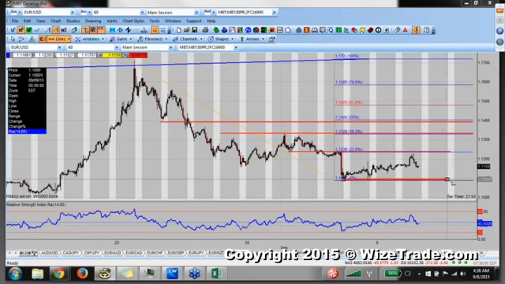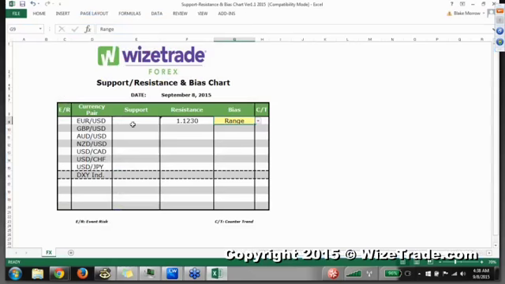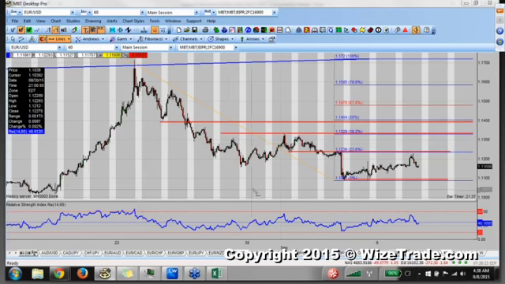So if you're a buyer down here at 111, I don't think you're going to get hurt too bad. If you want to be a seller up here at 112.30, I don't think you're going to get hurt too bad. I think you can trade the ends of the ranges. So I'm going to write down 111, okay, for now. All right, let's go look at the cable.